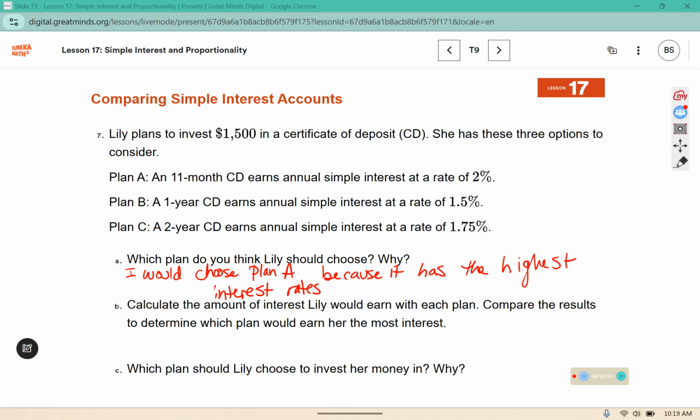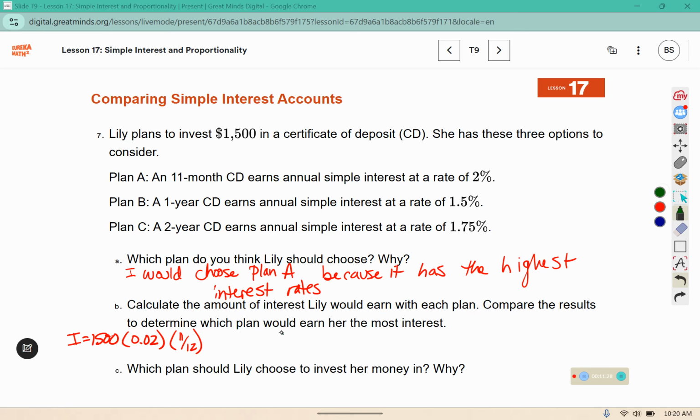B. Calculate the amount of interest Lily would earn with each plan and compare the results to determine which plan would earn her the most interest. So in plan A, we have the $1,500. The rate is 2%, and the time would be 11 months. It's an annual rate, so we would need 11/12.